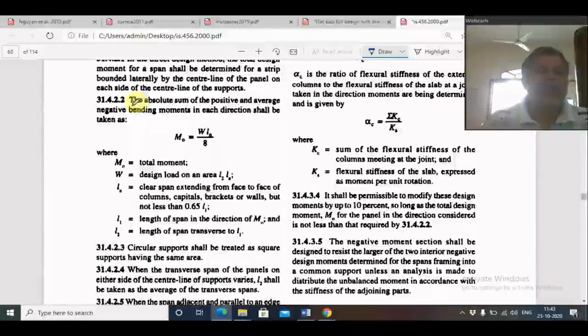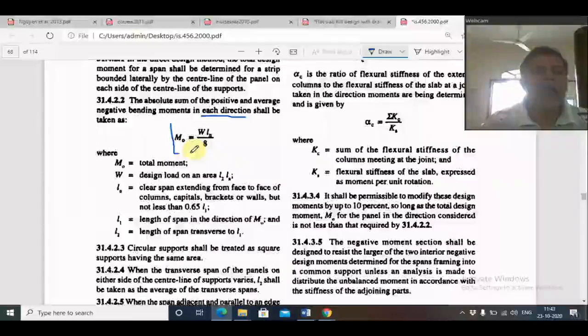IS code says: the absolute sum of positive and average negative bending moments in each direction shall be taken as M0 equal to WLn by 8. This is the absolute sum of positive and negative moments, where M0 is the total moment, and W is the design load on that area, which can be calculated as L2 into Ln. Capital W is equal to small w, that is the UDL load, into span.